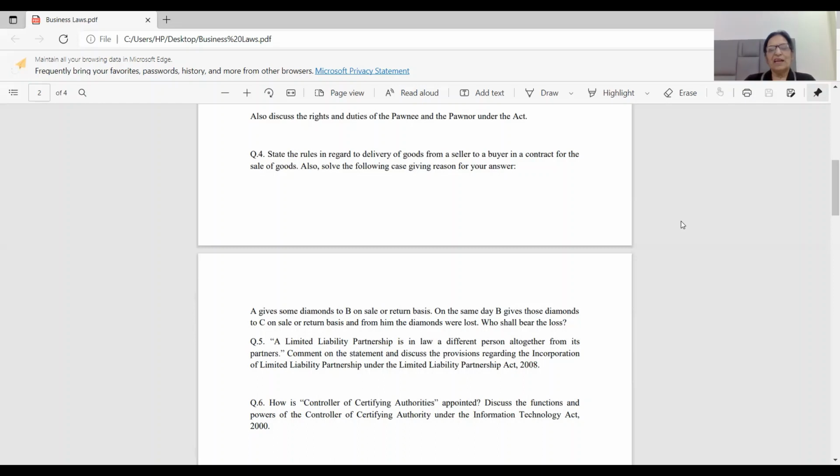And then there are 8 points regarding powers of CCA. All 8 points you will have to write in the answer for this question, because entire question is of 18 3/4 marks. All 8 points under the power and 4 points under the heading functions of CCA. You will have to write along with the explanation.